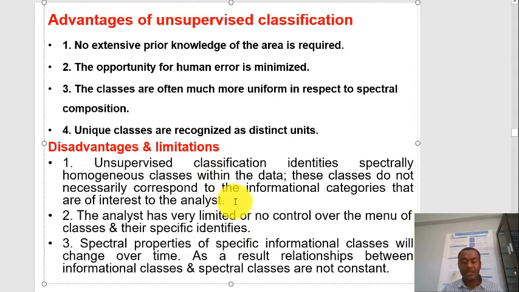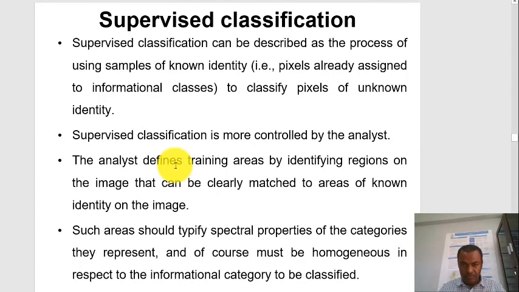So in order to avoid this, what you need to do is to go to the field, check and take ground control points, and train the computer and tell it that this is wheat and this is barley. You are now making a hybrid of supervised and unsupervised classification. Another limitation is that the analyst has very limited or no control over the menu of the classes. The menu is highly controlled by the classification algorithm in unsupervised classification.